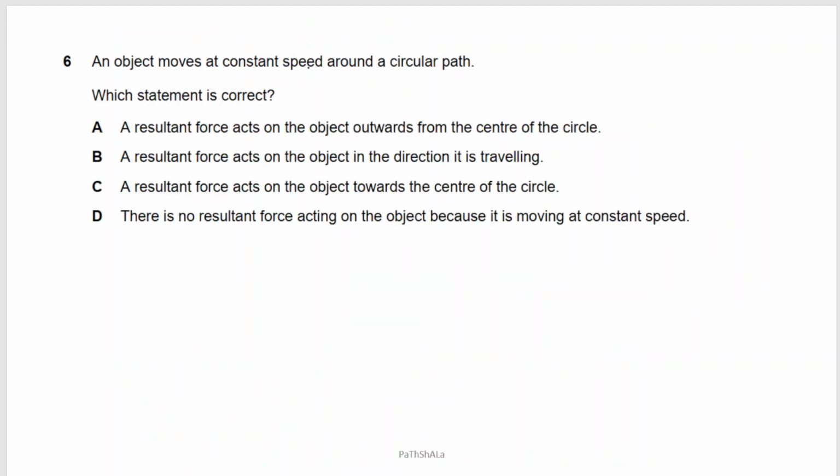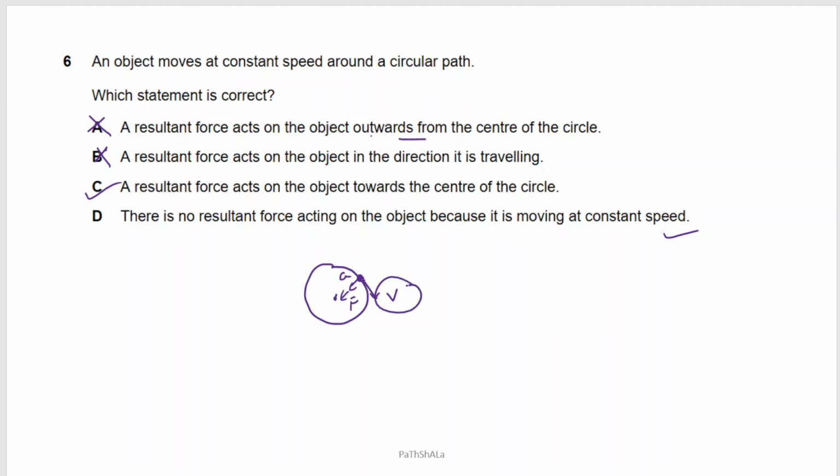An object moves at a constant speed around a circular path. Which statement is correct? A resultant force acts on the object outwards? No, there is no outward force acting on the object. Resultant force acts on the object in the direction it is traveling? No, the resultant force does not act in the same direction. The resultant force acts on the object towards the center? Yes, this is correct. If an object is traveling in a circular path, the velocity is tangential, and the acceleration and the force are directed towards the center of the circle. Although it is moving at constant speed, its velocity is constantly changing.